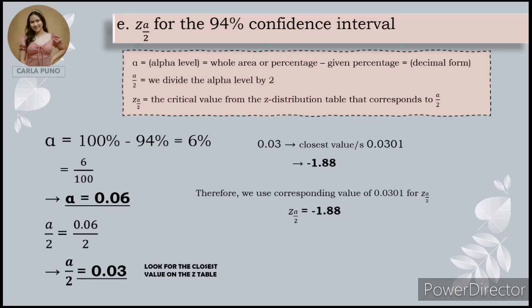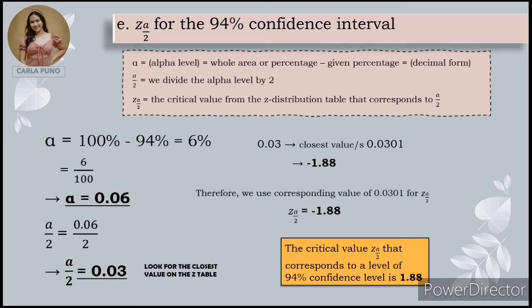Therefore, we use the corresponding value of 0.0301 to solve for z sub alpha divided by 2. Therefore, we have negative 1.88. Our answer will be the critical value z sub alpha divided by 2 that corresponds to a 94% confidence level, which is 1.88.